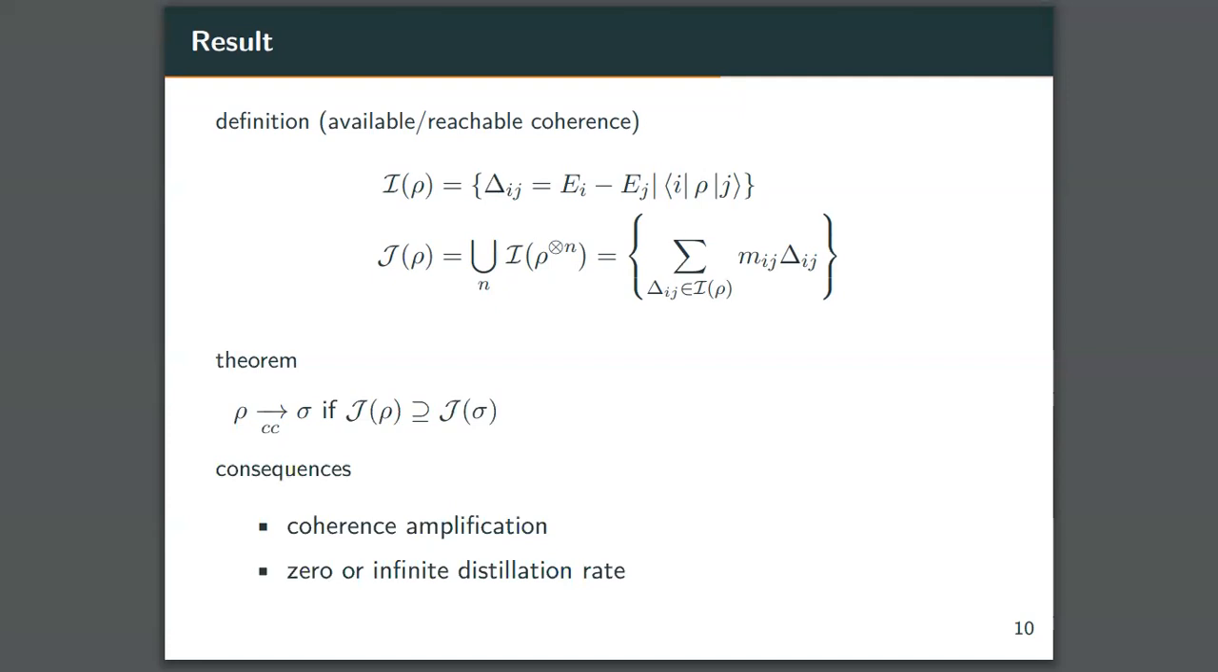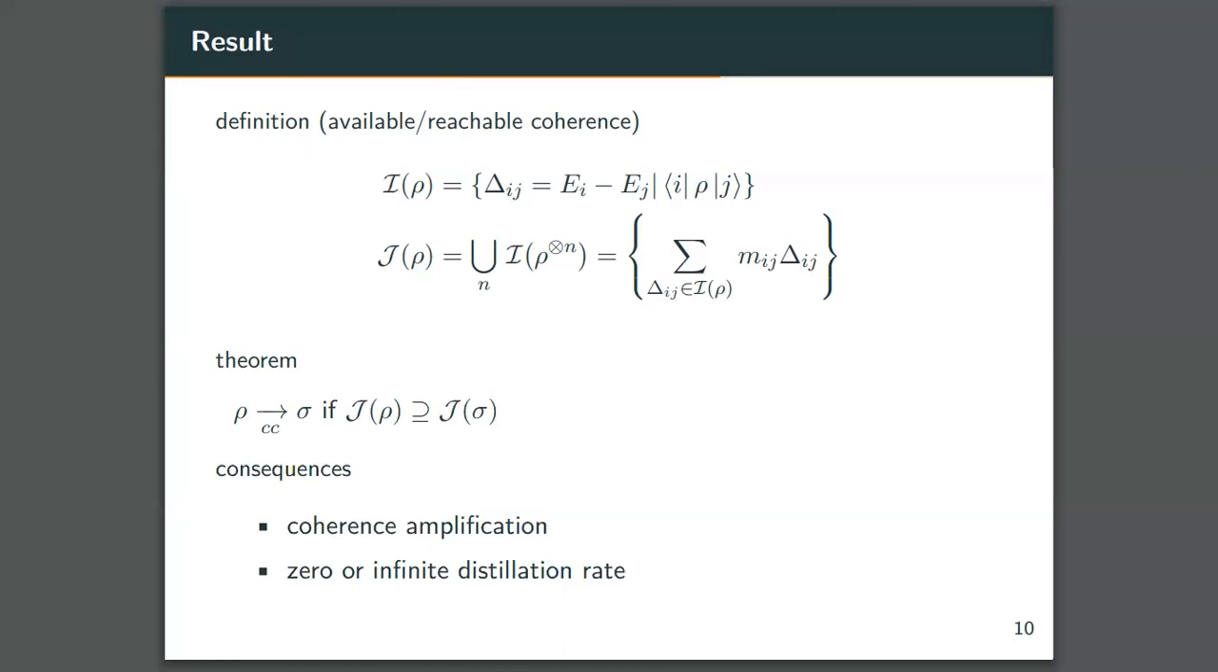If rho has just a tiny bit of coherence, just epsilon, and sigma has a lot of coherence, this is saying that you can still do the transformation. And this would mean that you can distill coherence, at least in the level pairs where it has some coherence. You can have infinite distillation rate in this setting.